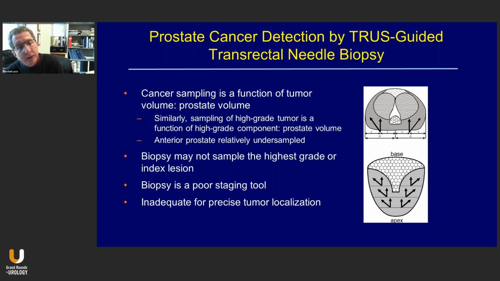Similarly, the sampling of the high-grade component of any tumor is a function of the volume of that high-grade component with prostate volume. So a small component of high grade may be missed. So the biopsy may not sample the highest grade or even the index lesion. The anterior prostate is relatively undersampled with this methodology. Now, biopsy is a poor staging tool and is completely inadequate for precise tumor location.